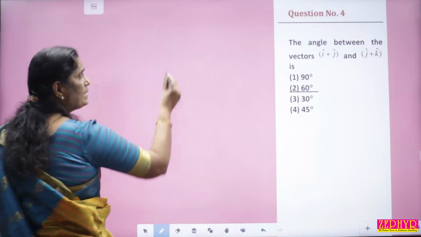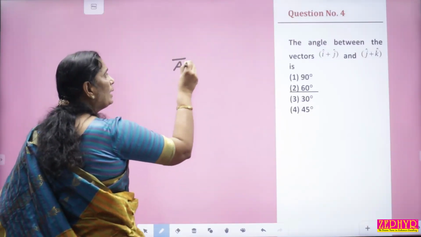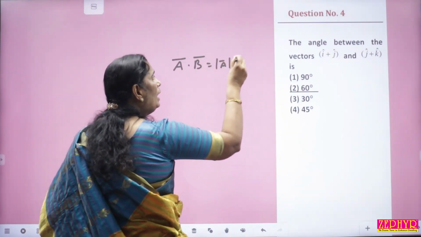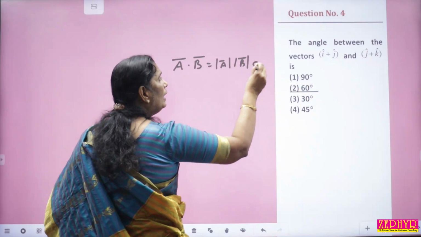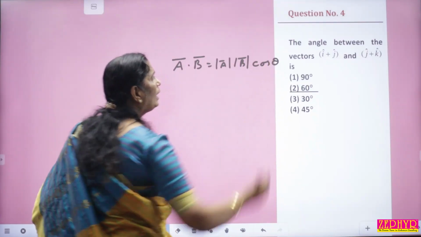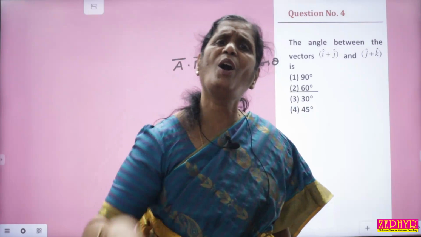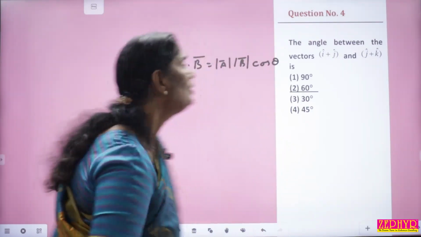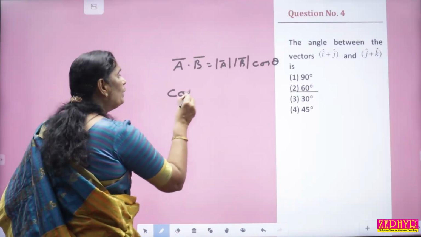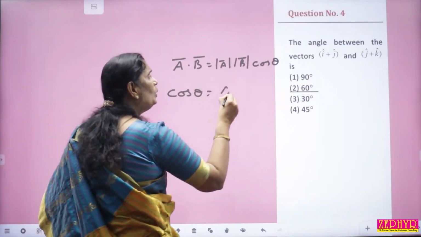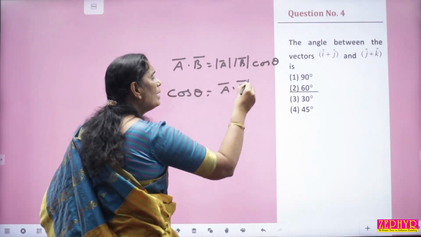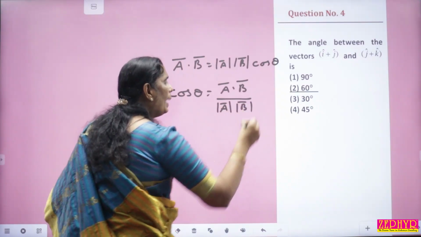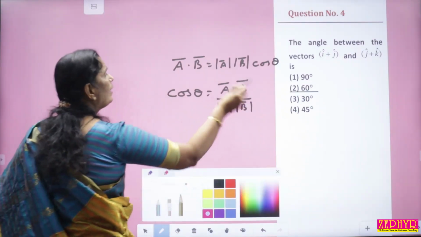First, let's recollect what our dot product is. A bar dot B bar is equal to mod A into mod B into cos theta. A bar dot B bar is a scalar quantity, so we can do it very fast. To find the angle between the two vectors, cos theta is equal to A bar dot B bar by mod A and mod B. This can be taken as our reference.